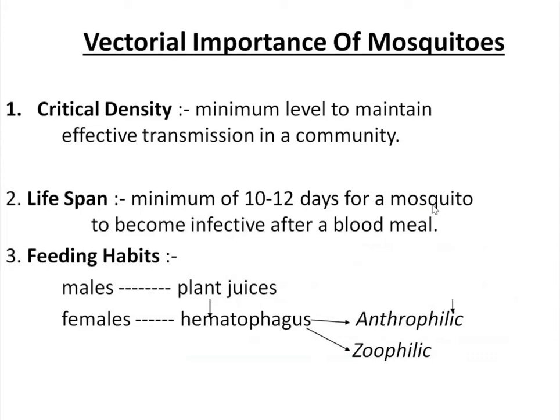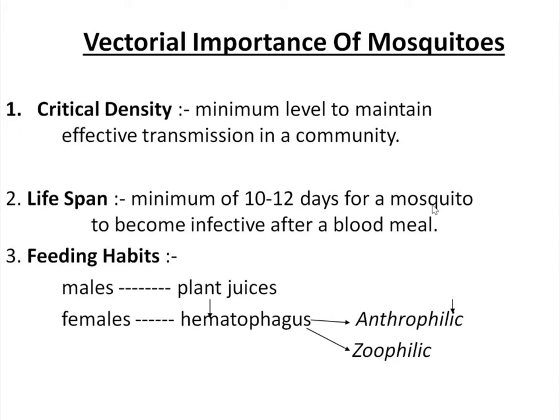Okay, it has to reach a certain density, then only it can transmit the disease in the community. That's called the critical density. Next is lifespan. Lifespan is nothing but that it takes around 10 to 12 days for the mosquitoes to transmit the disease after the blood meal.